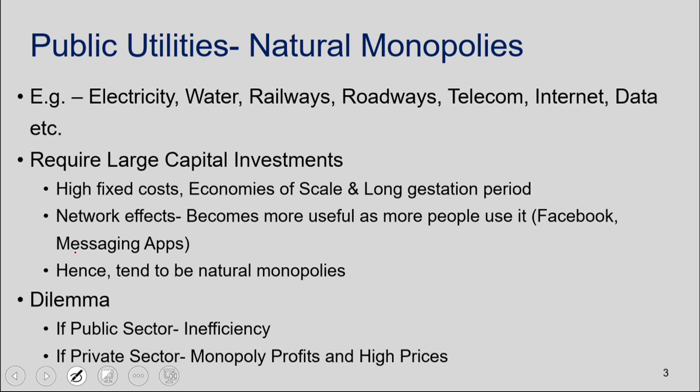I think the way I would introduce infrastructure is to say these are public utilities: electricity, water, railways, etc. These require large capital investments, we know, high fixed costs, economies of scale, long gestation periods. And also, increasingly, we see a new dimension to this in the last 20 years, especially with telecoms and now with Facebook and data. There are network effects, i.e., the value of something increases the more people that are part of these networks. And that also gives rise to tendencies to monopolization. So all these things tend to make public utilities monopolies.